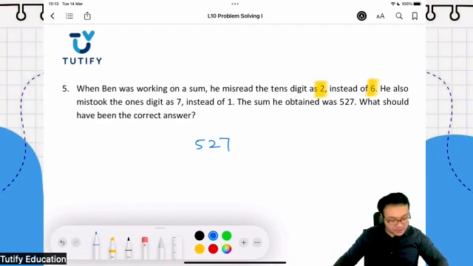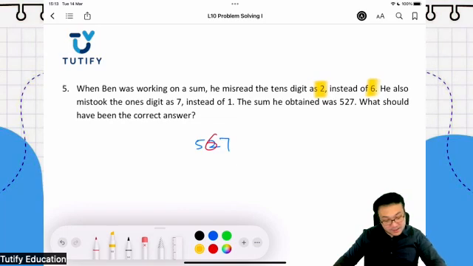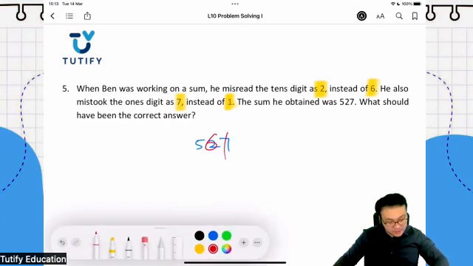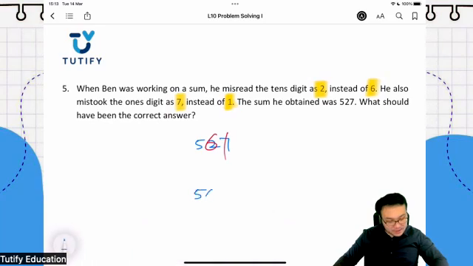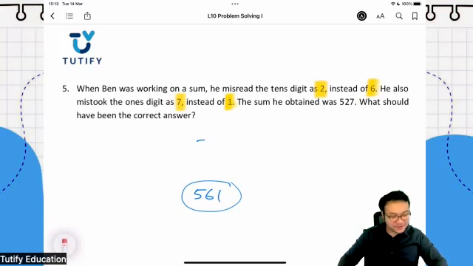That means the original number should have been 6, right? Then they also say that instead of 1, he wrote 7. That means the original number should have been 1, correct or not? So then the original number should have been 561. That's it, students. You don't even need to do a single step of working. But if you really want to use mathematics to solve this, no problem. You can.